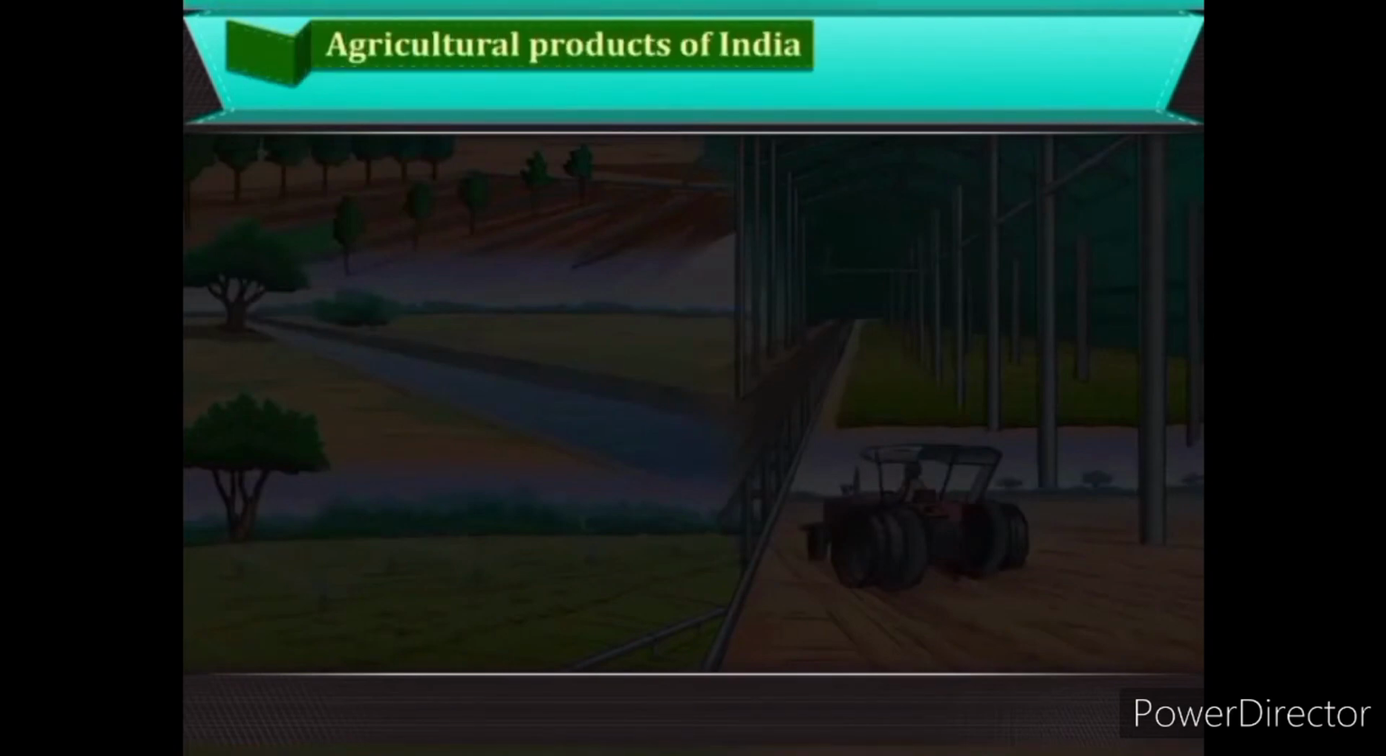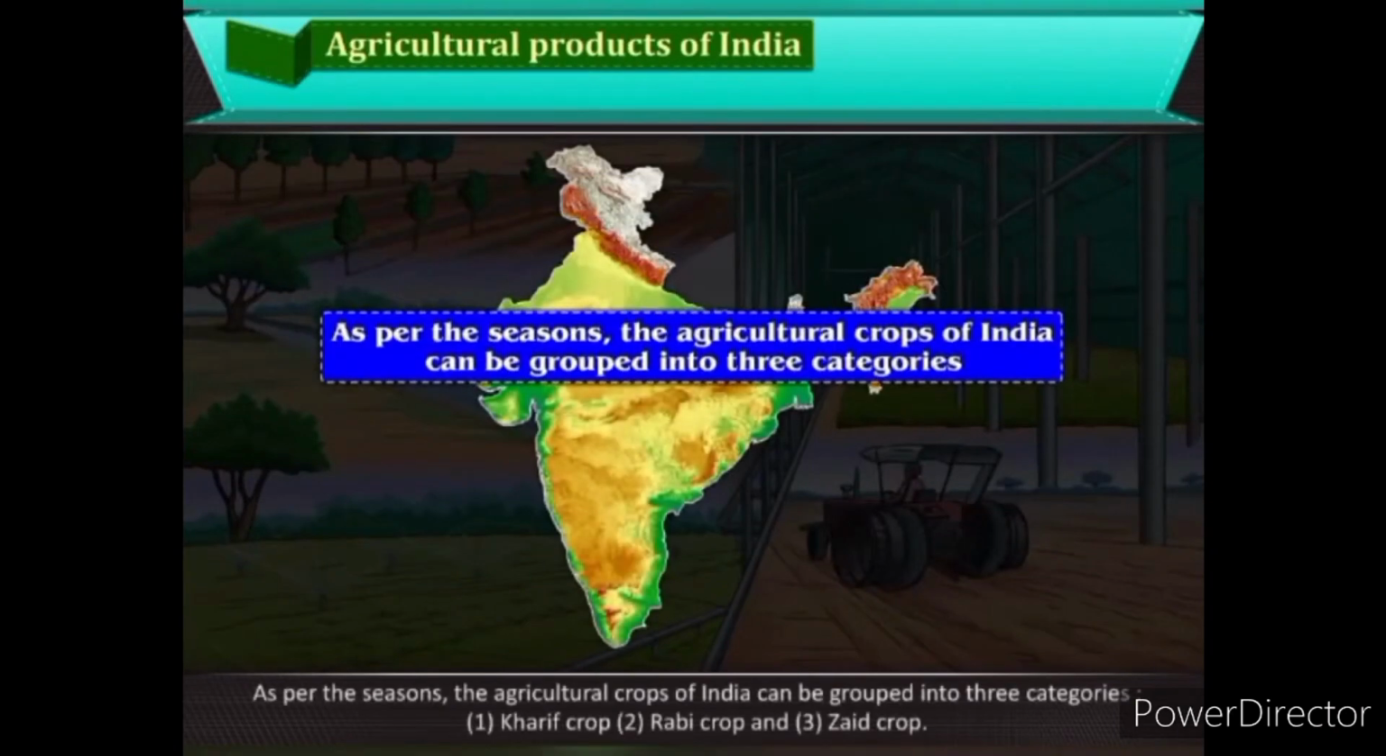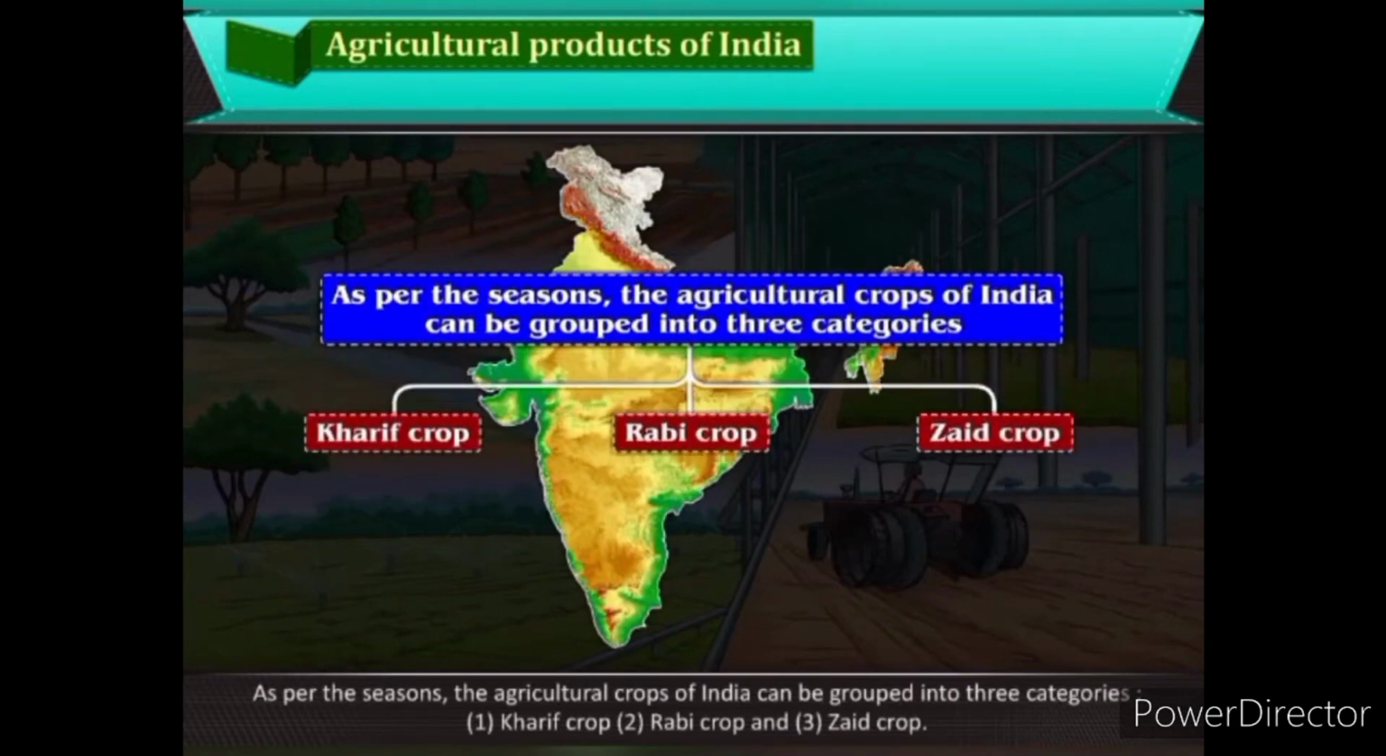Agricultural products of India. As per the seasons, the agricultural crops of India can be grouped into three categories: 1. Kharif crop, 2. Rabi crop, and 3. Zaid crop.